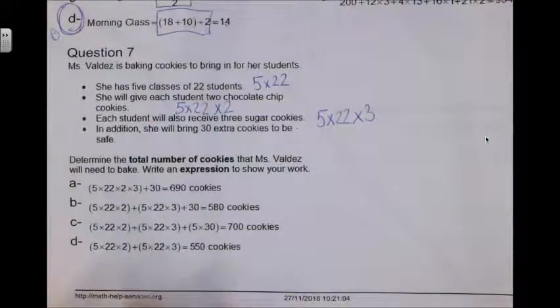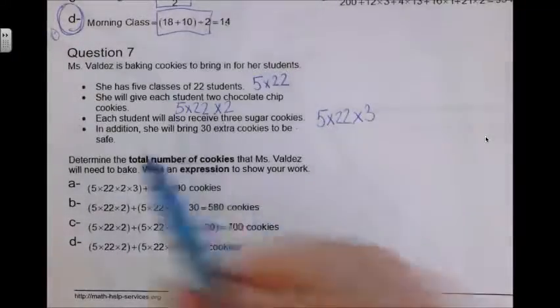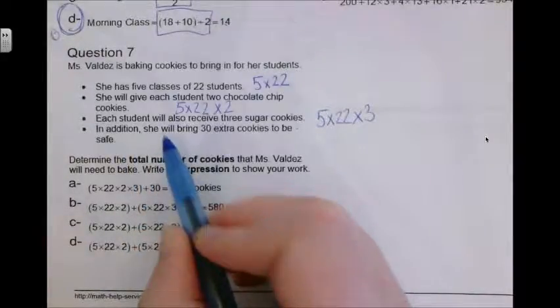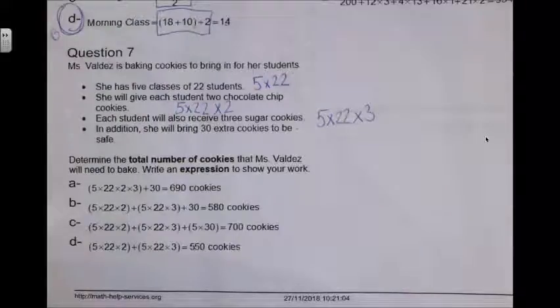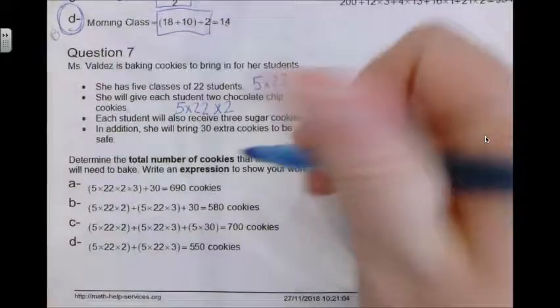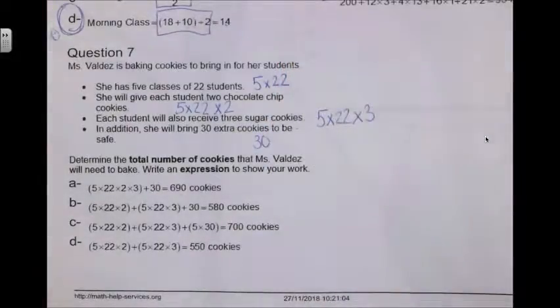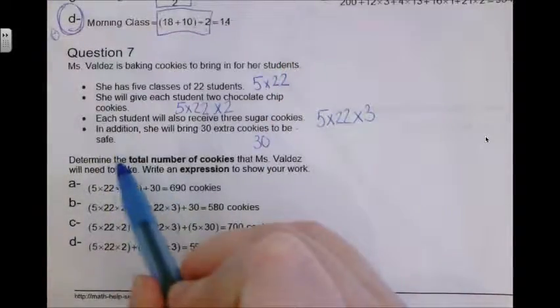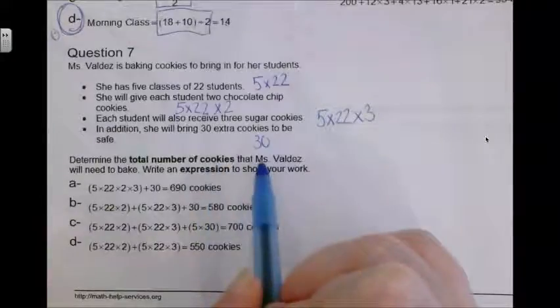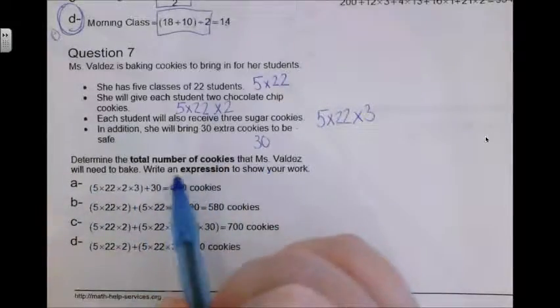Okay? Then the last thing it says, in addition, she will bring 30 extra cookies just to be safe. So that's not 30 extra cookies per student. It's just an additional 30 cookies. Okay? And determine the total number of cookies that Ms. Valdez will need to bake. So we just have to write an expression to show our work for how to figure this out.